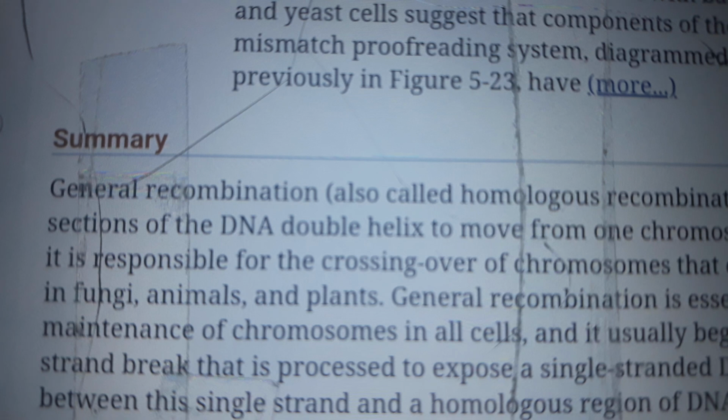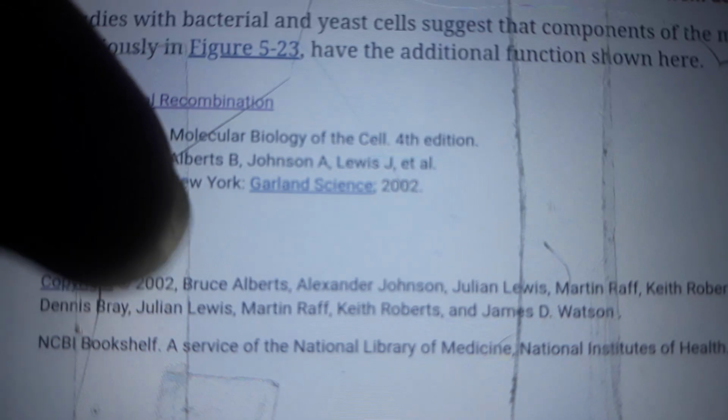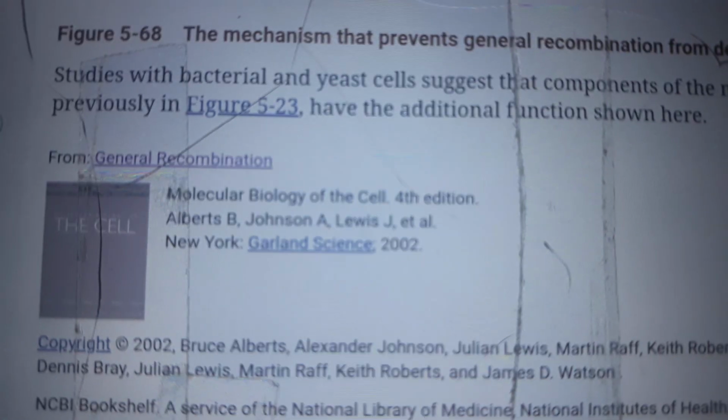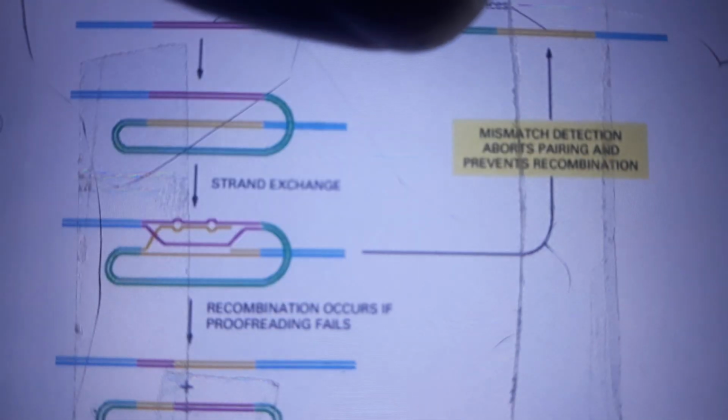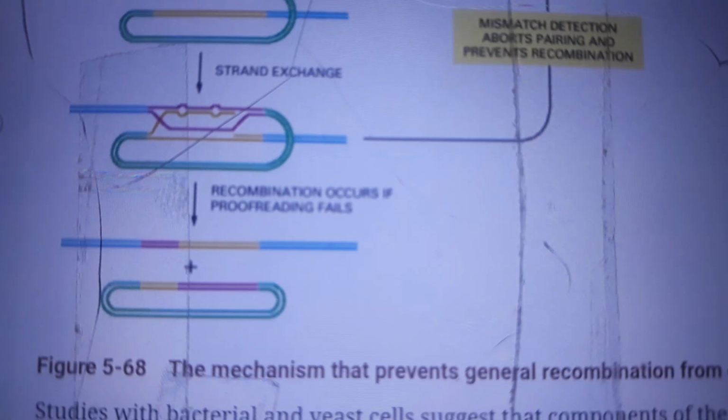Studies with bacterial and yeast cells suggest that components of the mismatch proofreading system diagrammed previously in 523 have an additional function, as shown here. This is the picture of the mismatch detected, aborting strand pairing and preventing recombination.